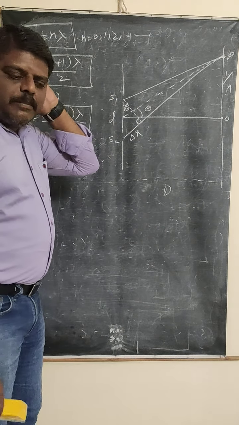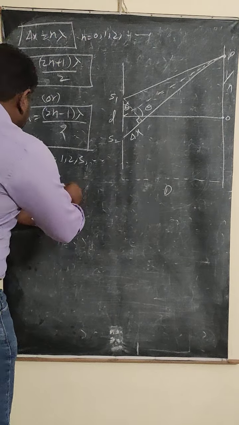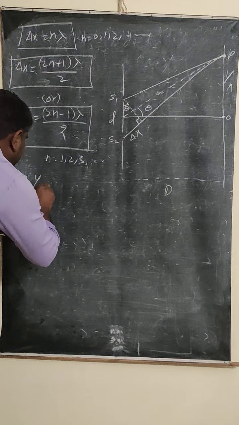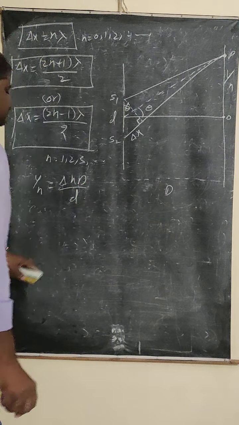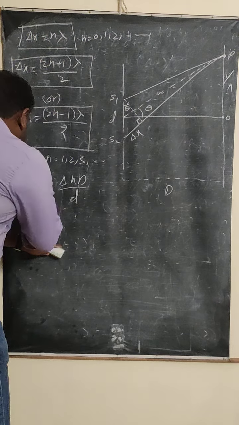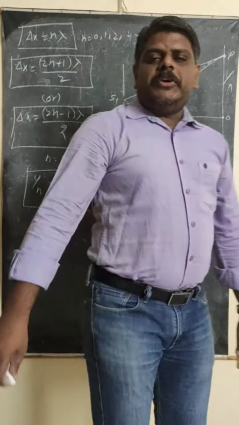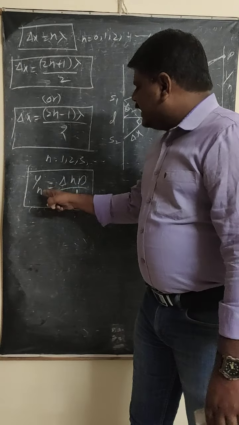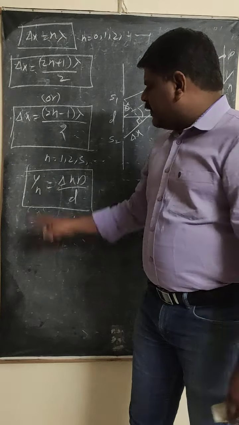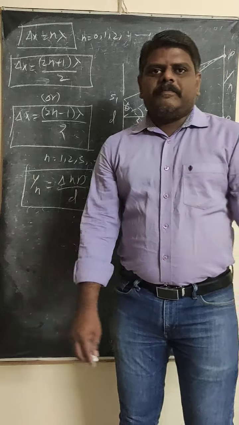Now we are going to discuss the distance of the nth band. We are going to find out the distance of the nth band. The distance of the nth band, yn, equals Δx into capital D by small d. In this formula, we don't know whether it is a bright band or a dark band. That's why we call it the distance of the nth band: yn equals Δx into D by d.